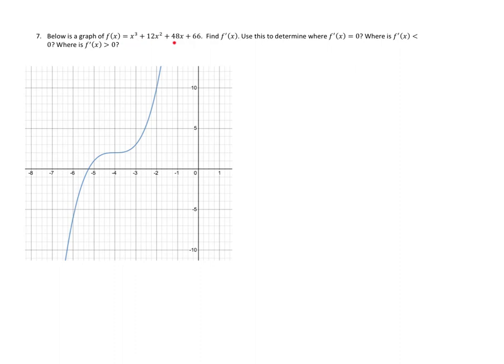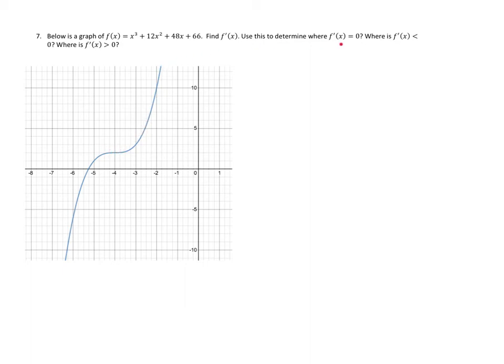Here with the graph of a cubic equation, I want to find the derivative, determine where it's 0, negative, and positive. If I look at this graph, it looks like the function is always increasing, except for maybe around here. It looks like it's moving up, and then it levels off to maybe become horizontal at this one point, and then it keeps moving up again.